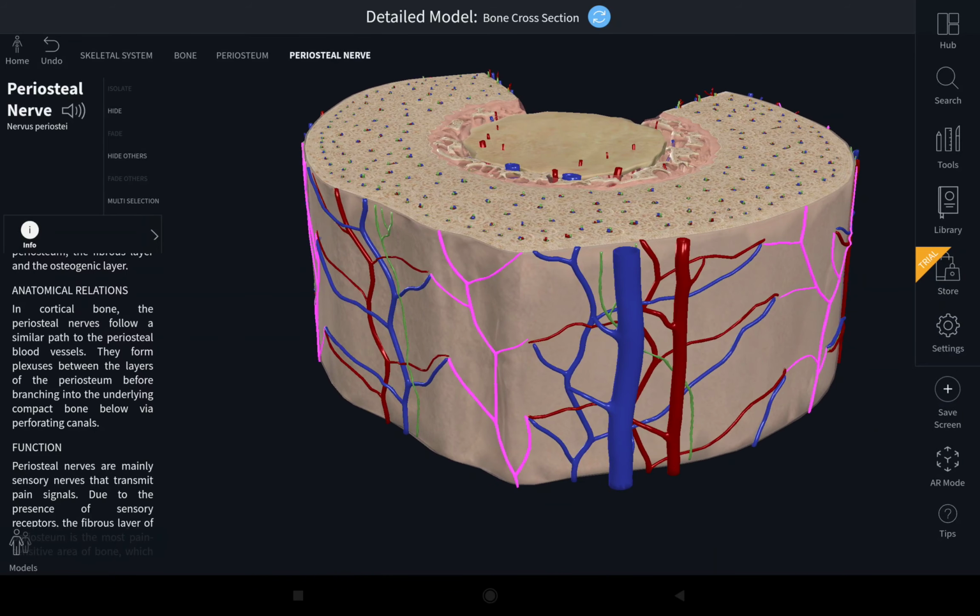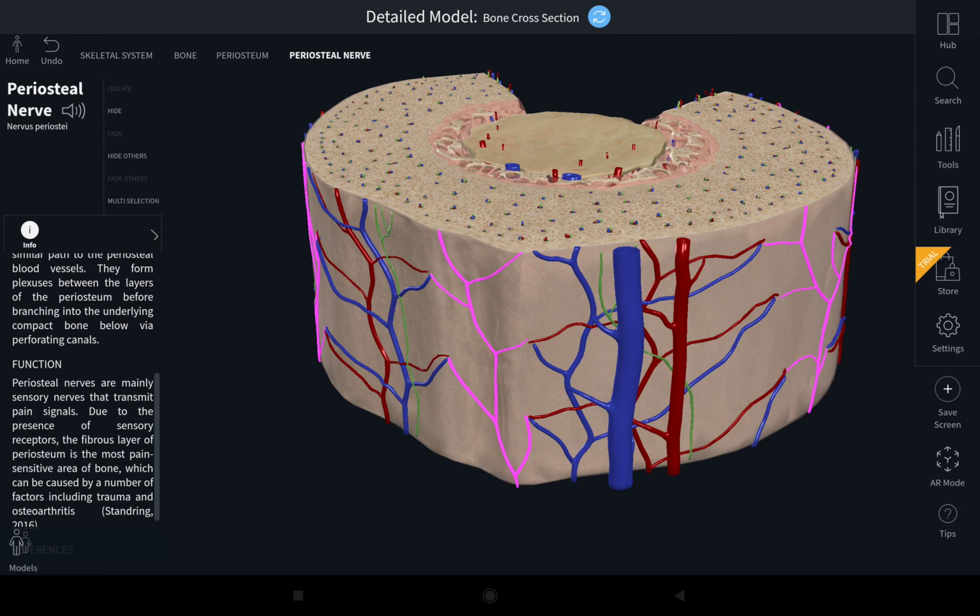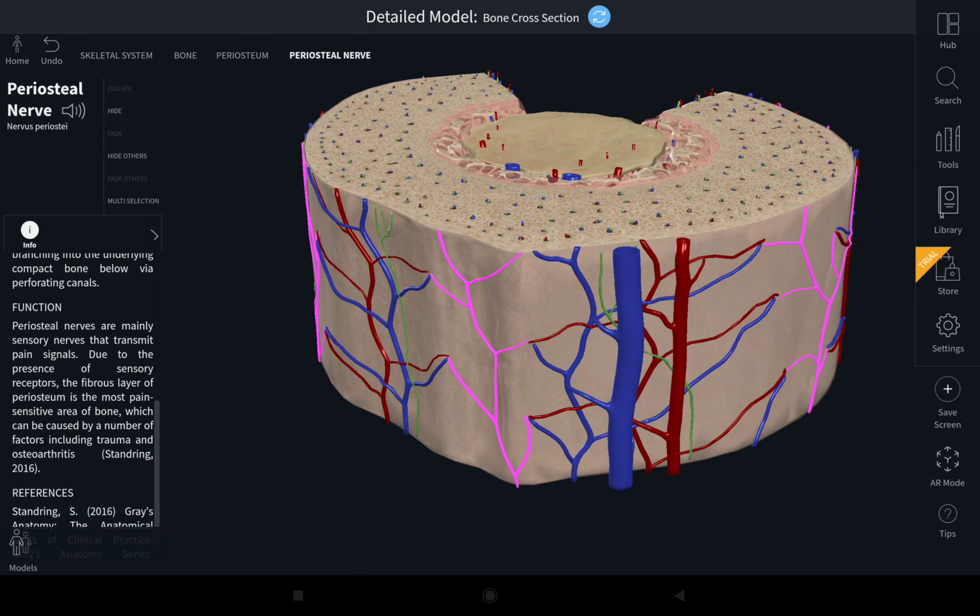Function: periosteal nerves are mainly sensory nerves that transmit pain signals. Due to the presence of sensory receptors, the fibrous layer of the periosteum is the most pain-sensitive area of bone, which can be caused by a number of factors including trauma and osteoarthritis.